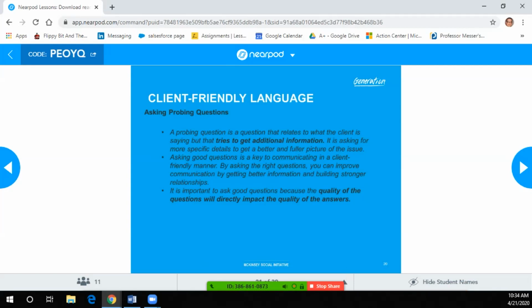We want to make sure that it relates to what the client is saying, but tries to get more information, not just ask the exact question that we originally stated. If they just stated something, we want to make sure we summarize sometimes and make our question more probing, trying to get more information from them. Not questions that are just yes or no, but something that can actually get more feedback from that user. It is important to ask good questions because the quality of the questions will directly impact the quality of the answers. Next slide.